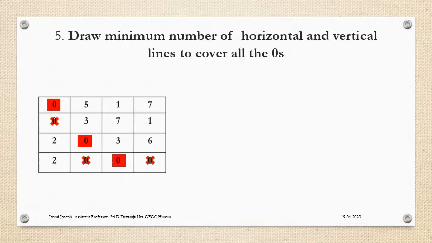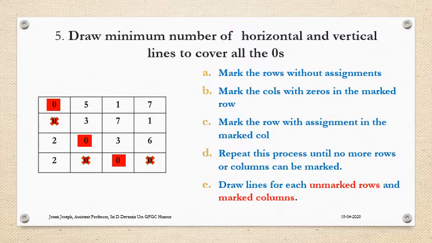Step 5. Draw minimum number of horizontal and vertical lines to cover all the zeros. The procedure is like this. Mark the rows without assignments. Here, this is the row having no assignments, so mark it. Now you search through this row. If there is any zero, mark that column. Now search in this column for any assignments. If there is an assignment, you mark the corresponding row.